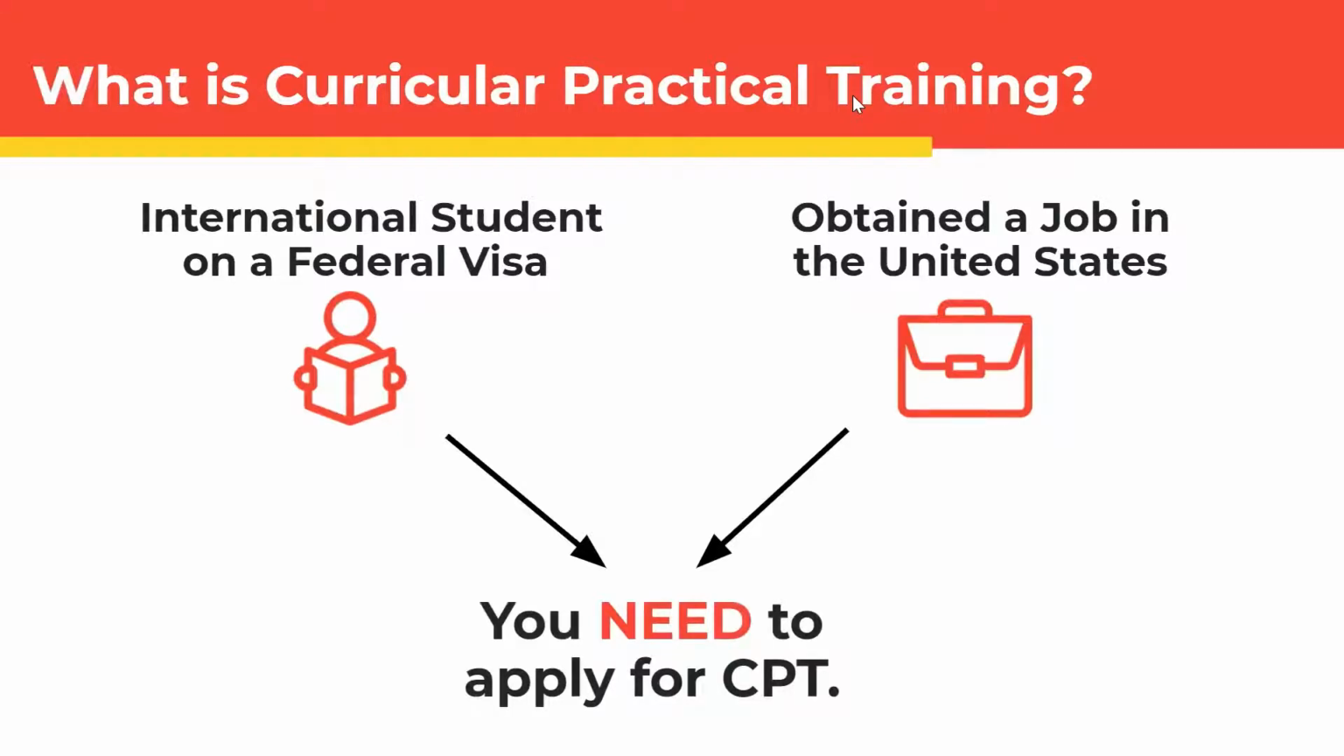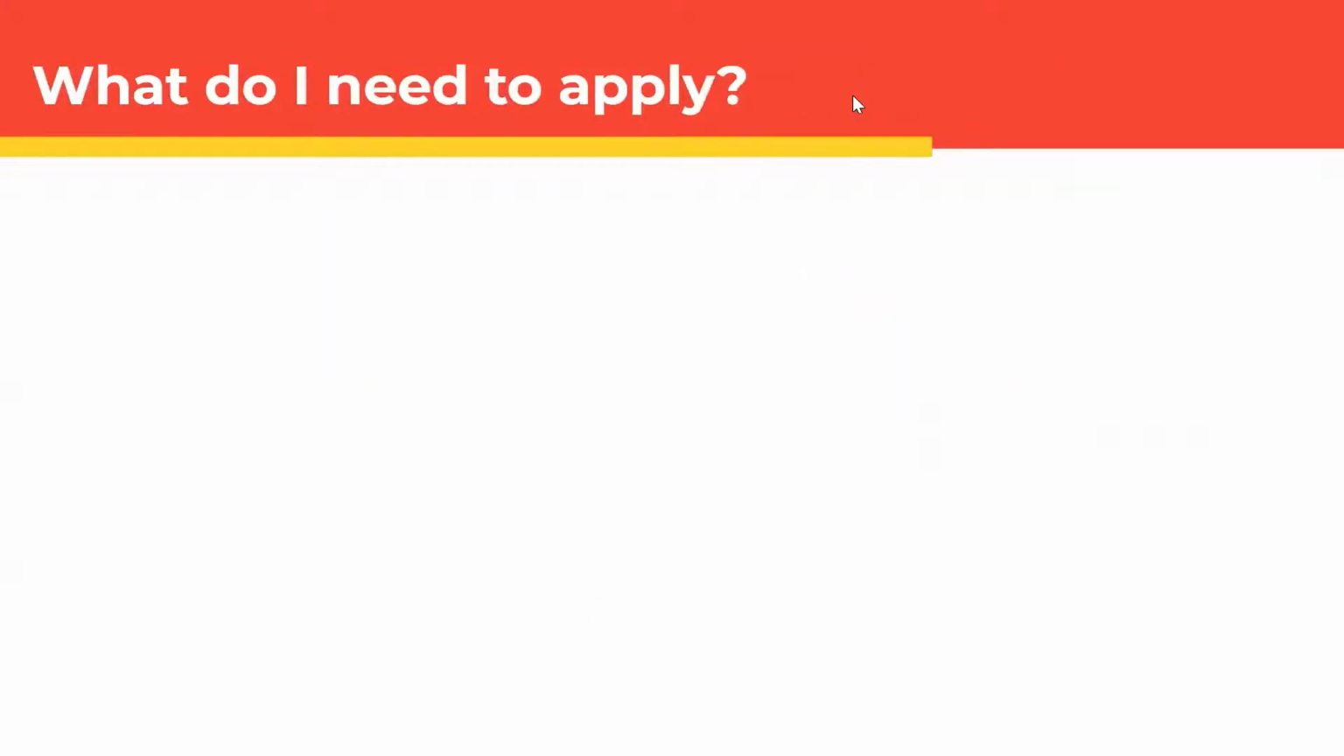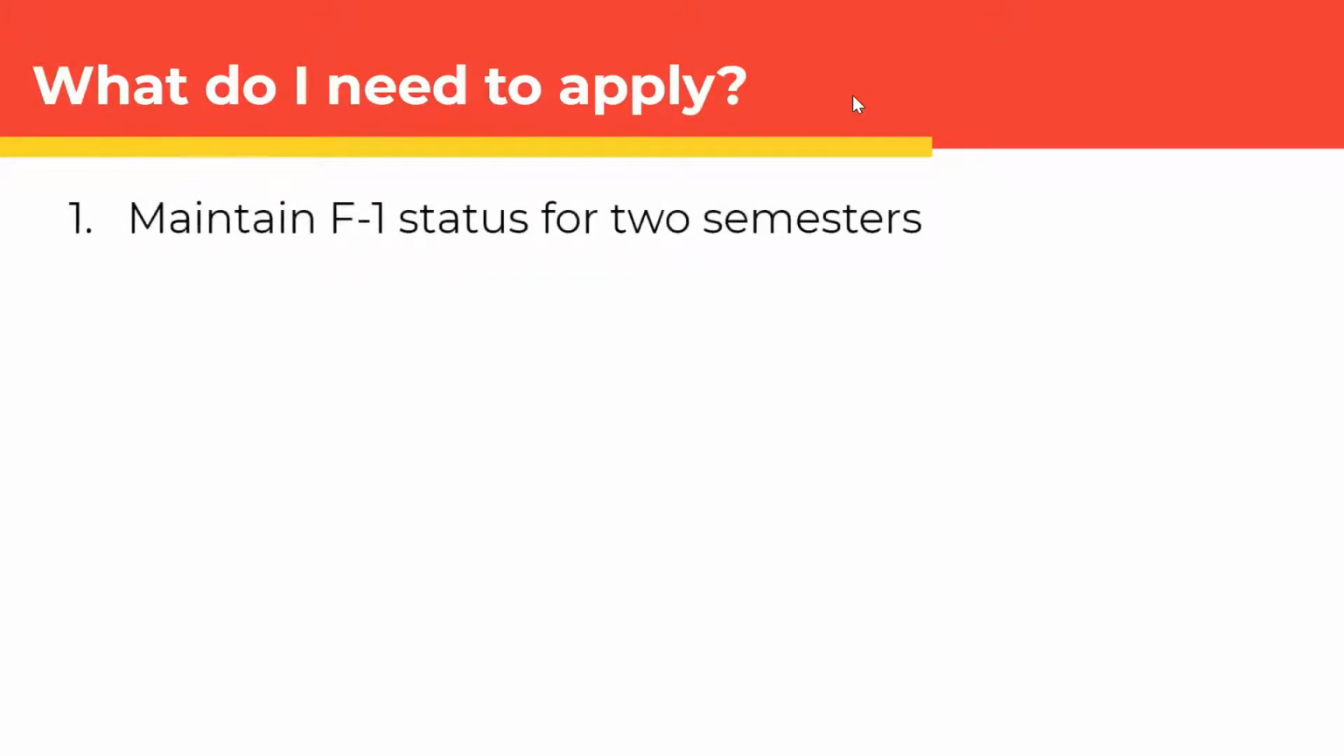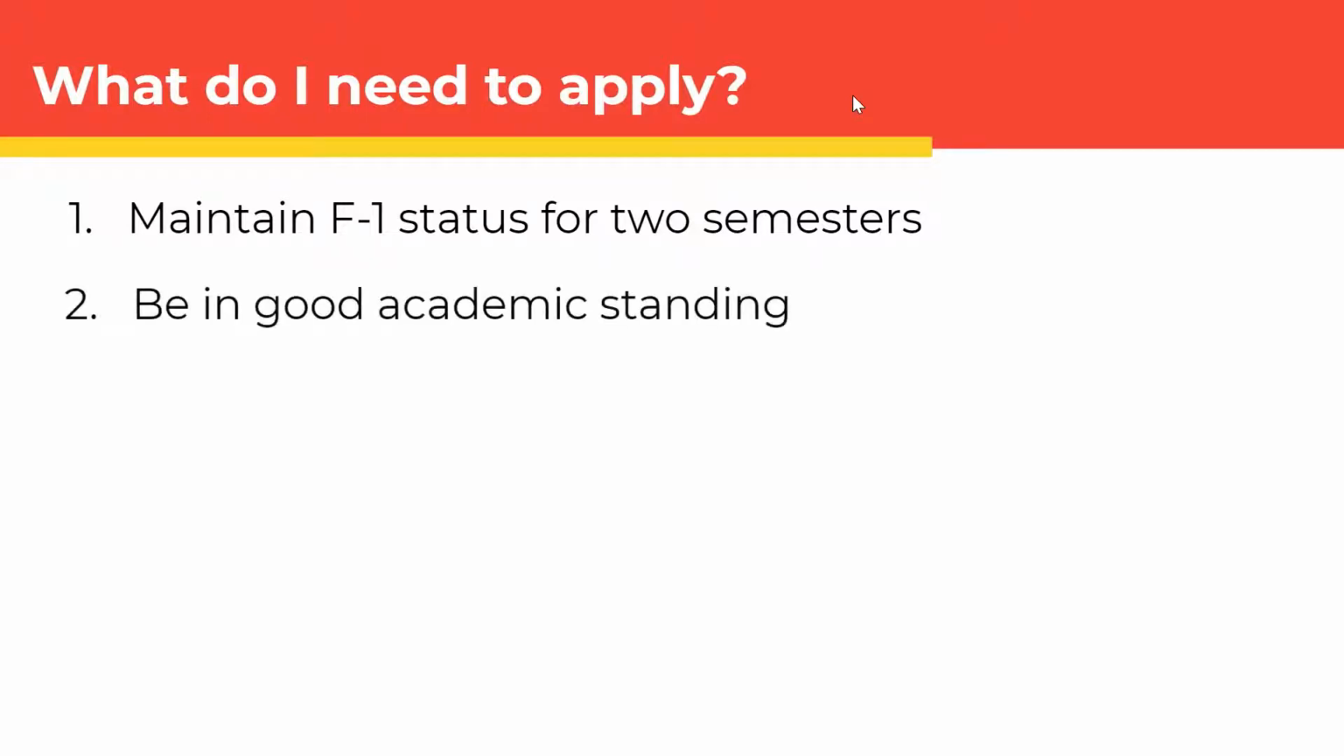So now that you know what CPT is, let's get into what you need to apply for it. First off, you must maintain your F1 status for at least 2 semesters, meaning that you have to have been a student on an F1 visa for, say, a fall semester and a spring semester, so 2 academic semesters before you are eligible to apply. You have to be in overall good academic standing, meaning you're not on academic probation or you don't have any reports with the Office of Student Conduct.